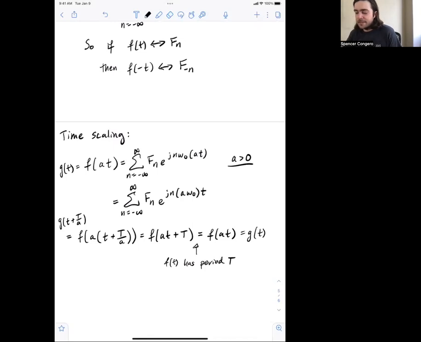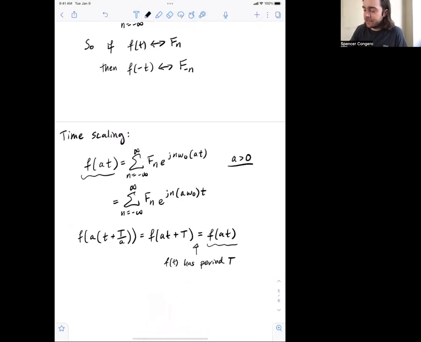Okay, so I'm going to erase these g's because we don't really need them. That was just to explain what was really happening. But all we have here is that when I have f of at, a new function, and I shift it by T divided by a, I get back the original function, f of at. So what does that tell me? Well, it tells me that f of at has period T over a. So we know it's periodic with T over a.